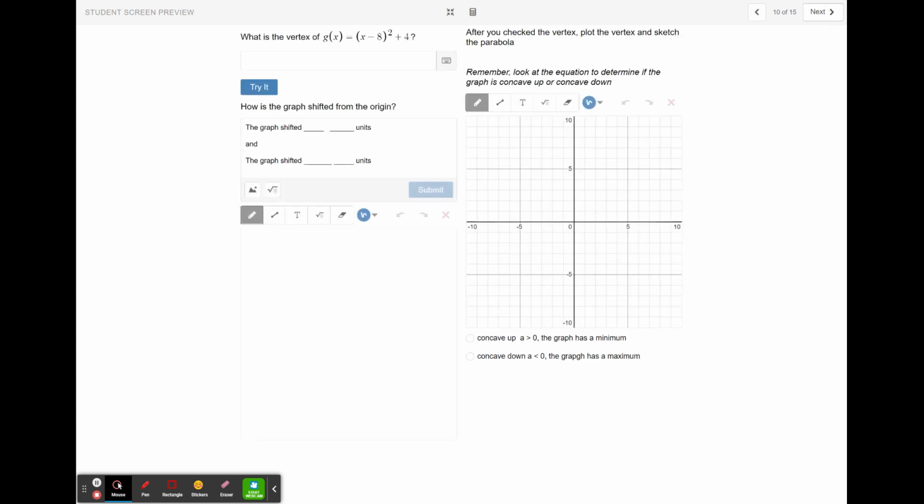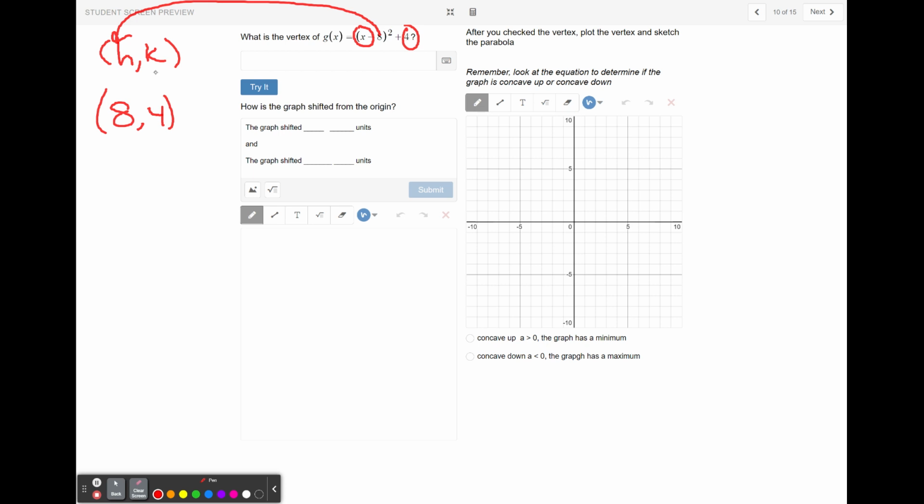Now, the difference between these slides is that I give you the equation. So now I'm asking you for the H and the K. So this x minus is already part of the form. So what is my H? It's just an 8. It's a positive 8. What kind of 4 is that? It's going to be a positive 4. Now where is 8 comma 4 on the graph? It's in the first quadrant. It's right here.